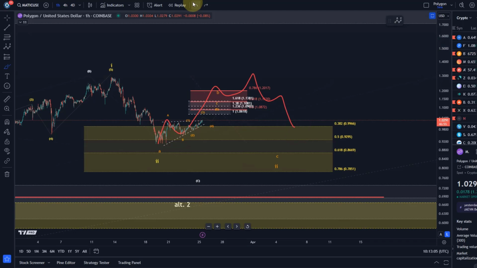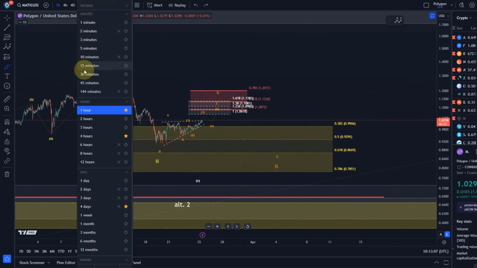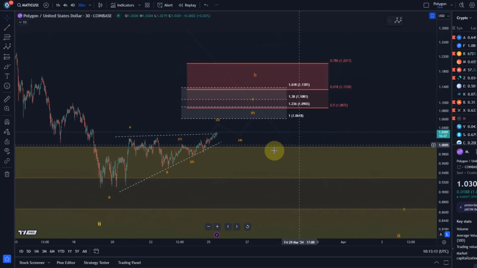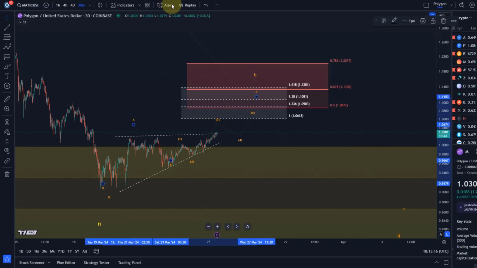So overall, diving into the microstructure here, we can see that we are likely working on wave 3 of C of B, and the 100% extension level of wave A, which is a key target for wave C, points towards $1.06. Goes all the way up to $1.14 pretty much. So a good overlap with that resistance area, and I think we should get to that red area, because what I have labeled as a C wave, we only have 3 waves, so I like to see 5 there. So that's sort of what I'm watching for.